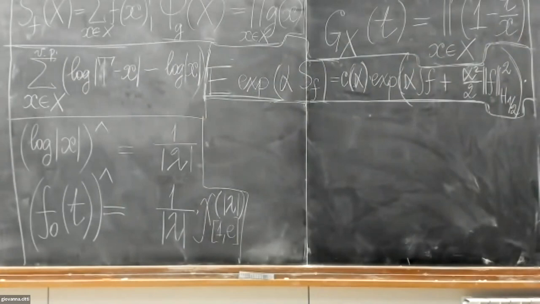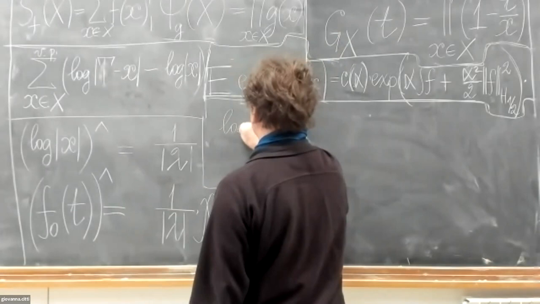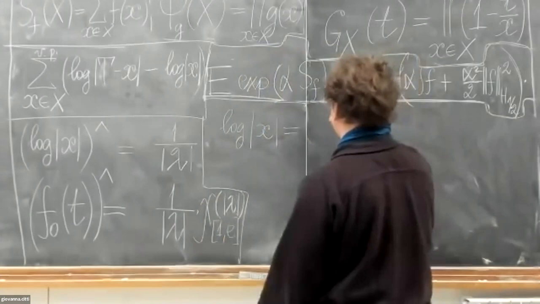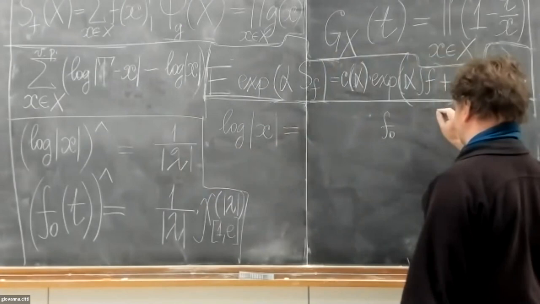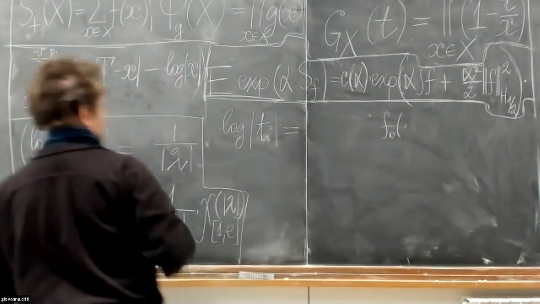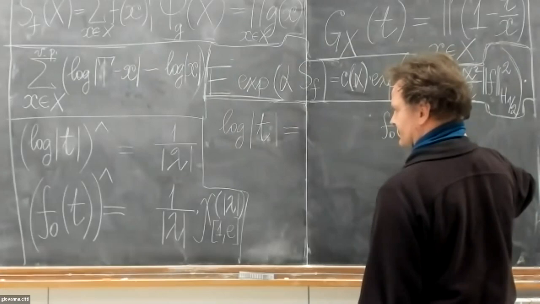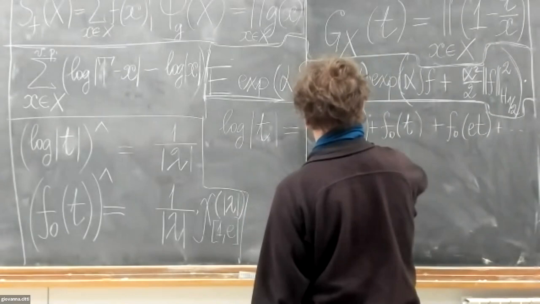And one can see from these formulas that clearly logarithm of x, I write this formal expression. It's purely formal. It's equal to my definition, f0 of t. So again, I'm not interested in high frequencies here, I don't care. F0 of logarithm of t plus, clearly, F0 of et, plus, which is more important for me, F0 of t over e, F0 of t over e squared, and so on.